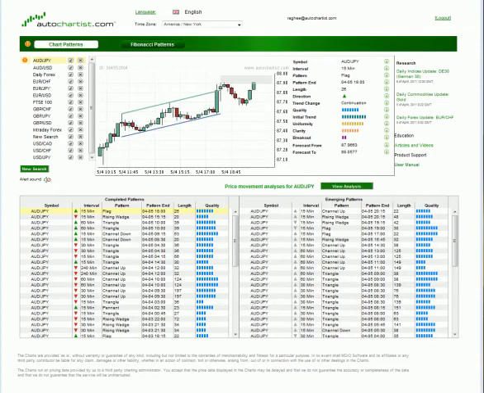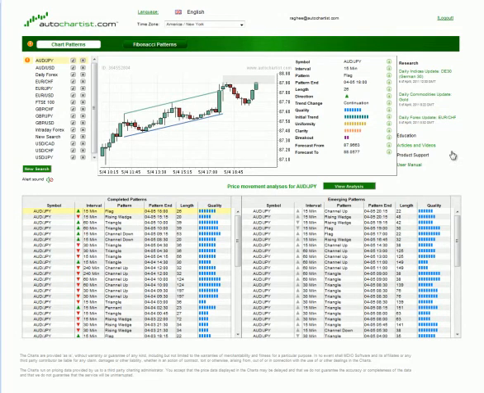So AutoChartist has gone streamlined, and what I mean by that is essentially rather than having the multiple platforms you might have to navigate through. Before we'd have to go to PowerStats online, and then we'd have the standalone AutoChartist platform. Now everything is available in one place.